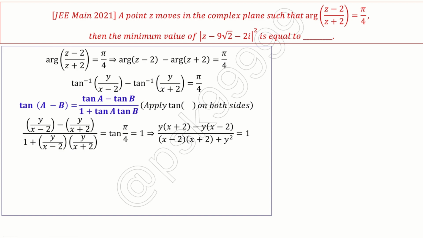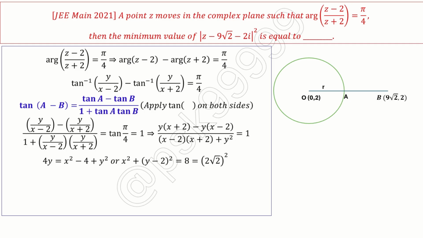tan of tan inverse of y by x minus 2, which is nothing but y by x minus 2, minus y by x plus 2, divided by 1 plus y by x minus 2 into y by x plus 2, which is equal to tan of pi by 4, which is 1. So this implies, if I simplify it, I can cancel the denominators here. x minus 2 into x plus 2 will get cancelled, but I will be left with y times x plus 2 minus y times x minus 2 divided by x minus 2 into x plus 2 plus y square, which is equal to 1. If I simplify it further, I'll get exactly the same equation as before: x square plus y minus 2 whole square equal to 8, which is equal to 2 root 2 whole square.